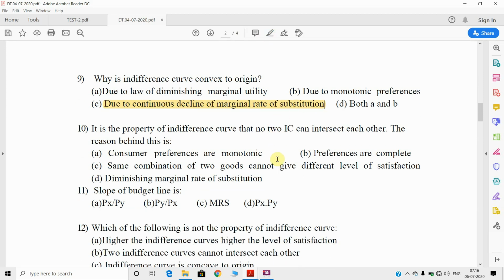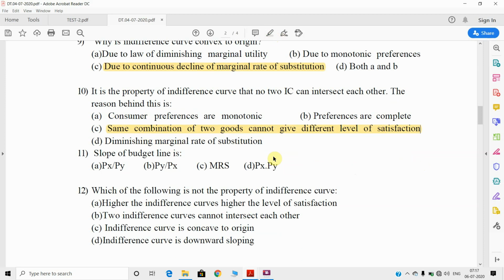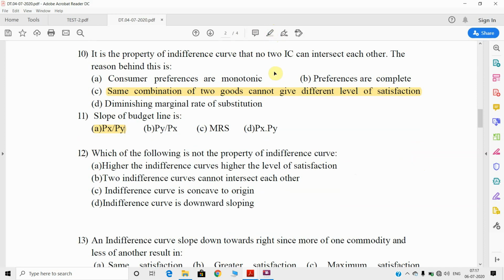10. It is the property of indifference curves that no two ICs can intersect each other. The reason behind that, the answer will be C: the same combination of two goods cannot give a different level of satisfaction. 11. The slope of the budget line will be Px by Py. It is very simple.